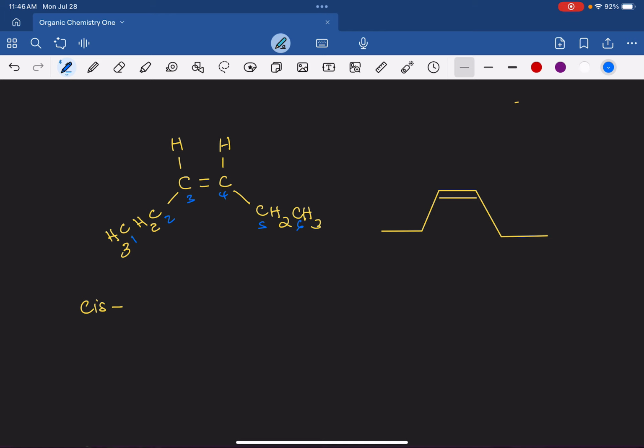So your name here: cis, the double bond is between 3 and 4. Pick the lower number, 3. I have 6 carbons in my longest chain. So this is cis-3-hexene. I have the same molecule over here except it's in a line angle.